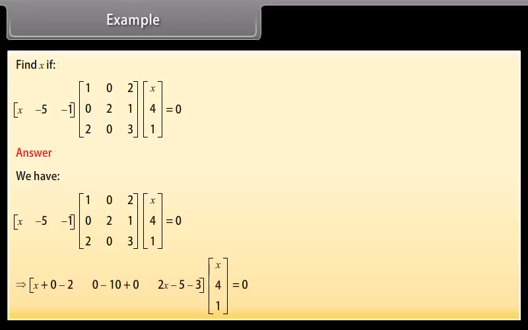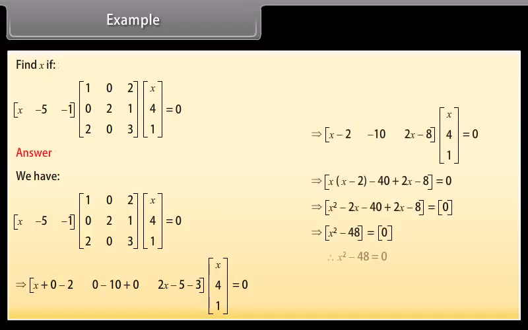It implies that matrix row-wise first row x plus 0 minus 2, 0 minus 10 plus 0, 2x minus 5 minus 3 multiplied by matrix row-wise first row x, second row 4, third row 1 is equal to 0. Solving this, we get x square minus 48 is equal to 0. It implies x square is equal to 48. It implies x is equal to plus minus 4 square root 3.